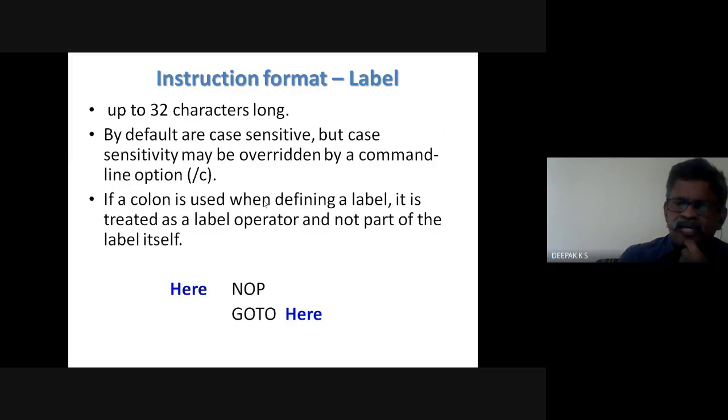So you can give a colon, and then it is treated as label operator. We will go into this assembler directive. We will slowly introduce ourselves to all these things. So basically what you write is you give a name for the label. This is an opcode, mnemonic, no operation.